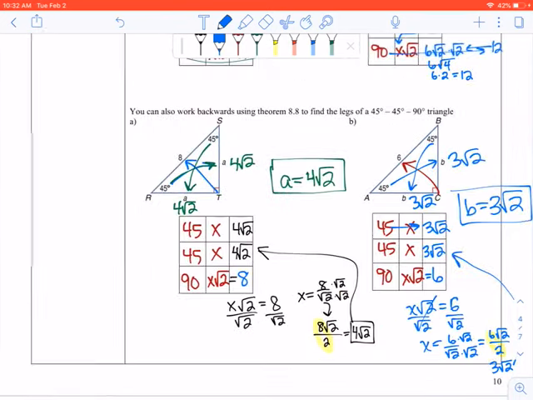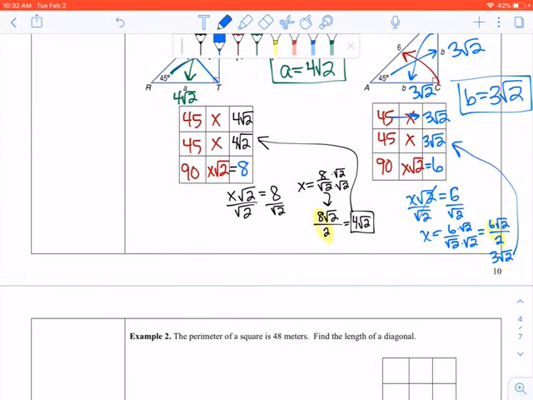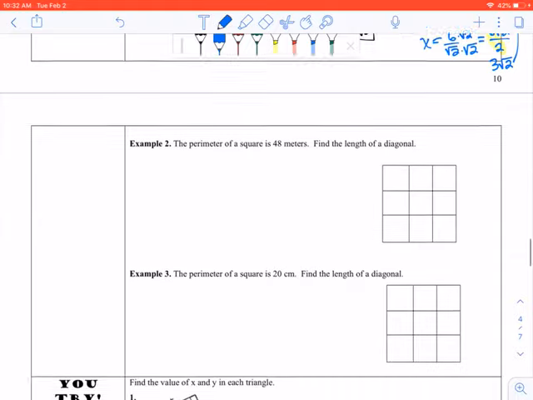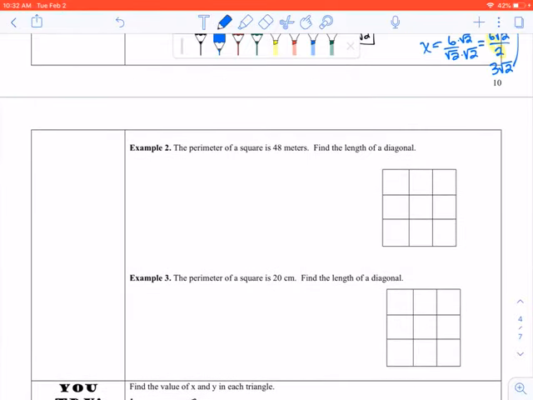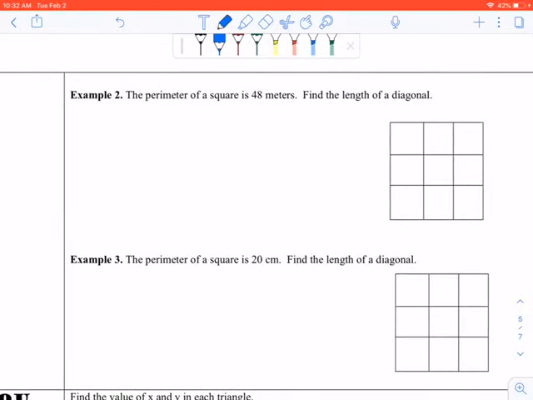Okay, again, the variable in the chart there is not the same variable that's in the picture, even if the variable in the picture is x. So don't get that confused. All right, we're going to do a couple more examples together, and then you're going to try some problems on your own.